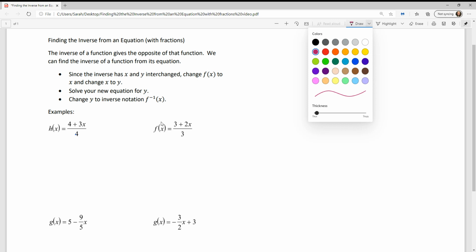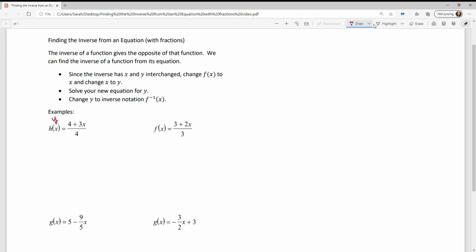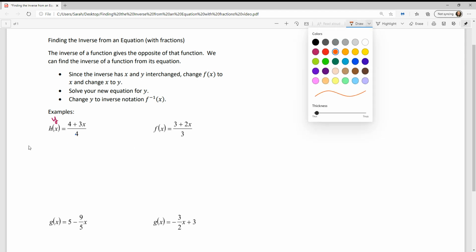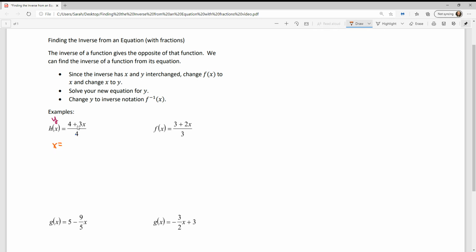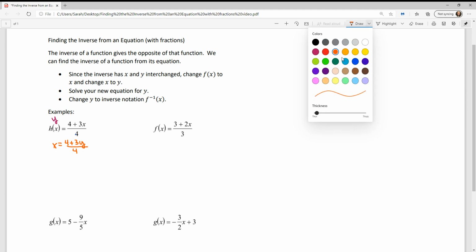Remember that f of x is basically the same thing as y. If it's a g of x or h of x, same idea. So h of x is really the same as y. If I'm going to switch where x and y are in the equation, this y or h of x turns into x. The other side, this x becomes a y. So it's going to look like 4 plus 3y all over 4. From here, the goal is to solve the equation for y, aka let's get y by itself.